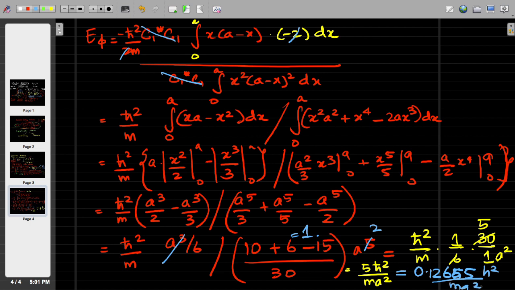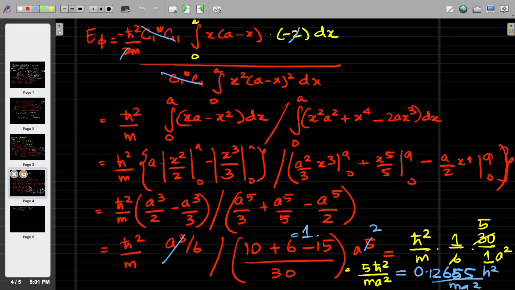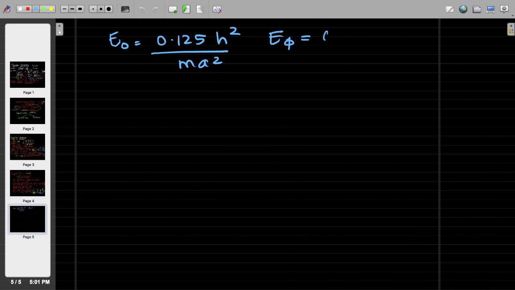So let us see what we have obtained so far. The actual energy of E0 is 0.125 h square by m a square, while E phi that we have calculated using the variation theorem ends up being 0.12665 h square by m a square. So we are once again able to see the fact that the energy of the ground state that is predicted from the variation theorem is actually higher than that of the E0. So this is what variation theorem says.